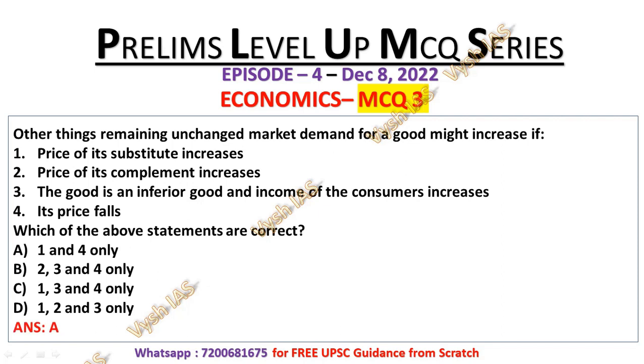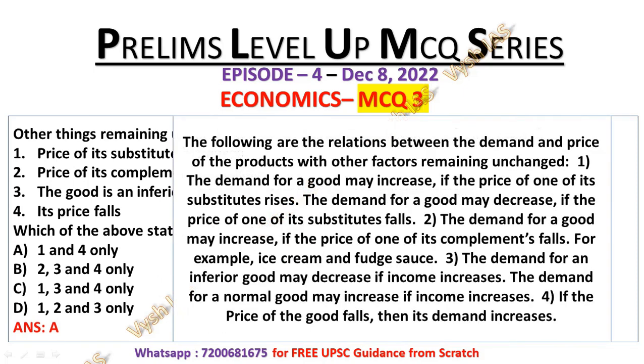So the answer is A, 1 and 4 only. Now look at the explanation. The following are the relations between the demand and the price of a product with other factors remaining unchanged. Now we will look at statement number 1, that is, the demand for a good may increase if the price of one of its substitutes rises. It means that if the price of its substitute rises, the demand for the good will increase, and vice versa is also true, which means that the demand for the good may decrease if the price of one of its substitutes falls.